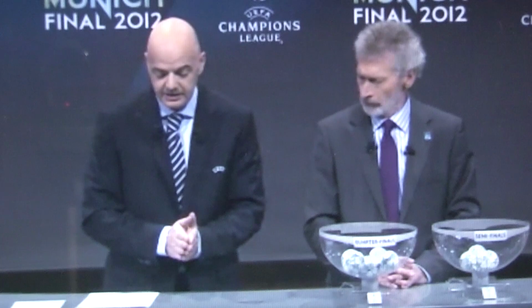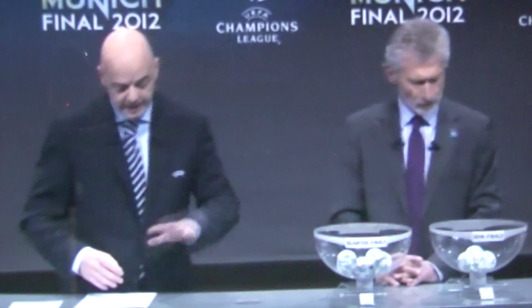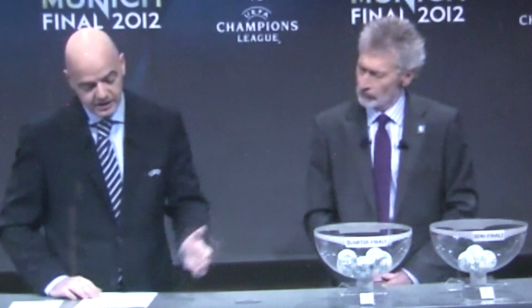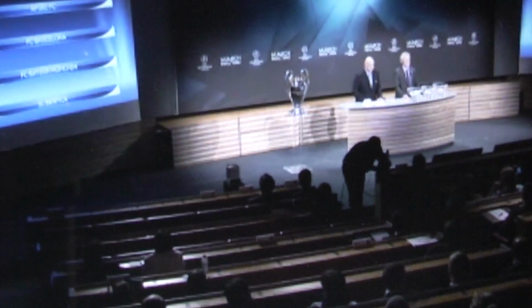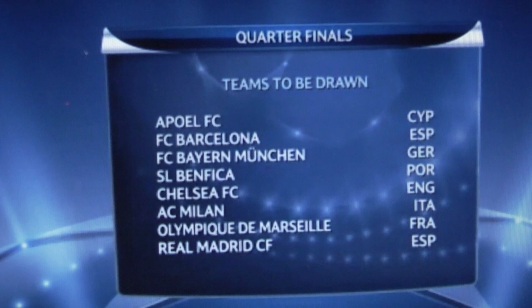The 8 balls containing the names of the quarterfinalists are placed in this ball here, and they will be shuffled. The first team drawn plays its first match at home against the second team drawn. The same procedure is then repeated for the other quarterfinal matches. And the teams who have qualified for this quarterfinal are, I remind you again, Apoel FC, FC Barcelona, FC Bayern München, SL Benfica, Chelsea FC, Milan, Olympique Marseille, and Real Madrid.